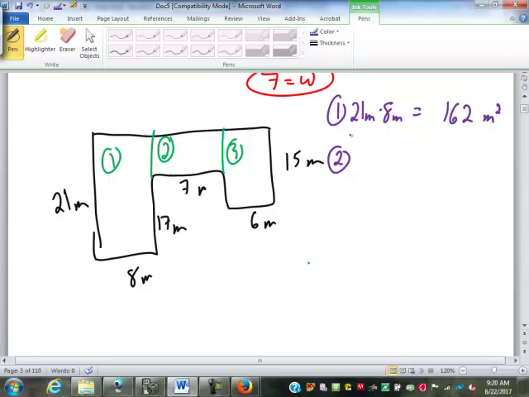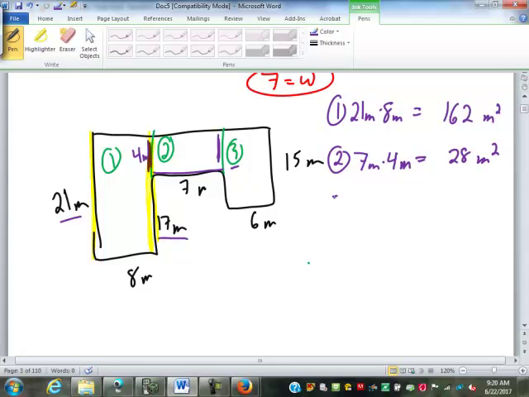Rectangle 2 is a little trickier. It's 7 meters this way. How far is it this way? I can find it right here. That's 21 minus 17 is 4 meters. If it's 21 here, it has to be 21 on the other side of that rectangle as well. Opposite sides of a rectangle have to be the same length. So that's 7 meters times 4 meters, or 28 meters squared.